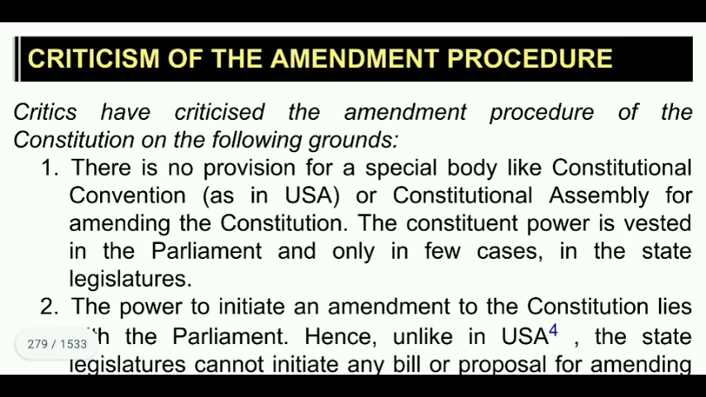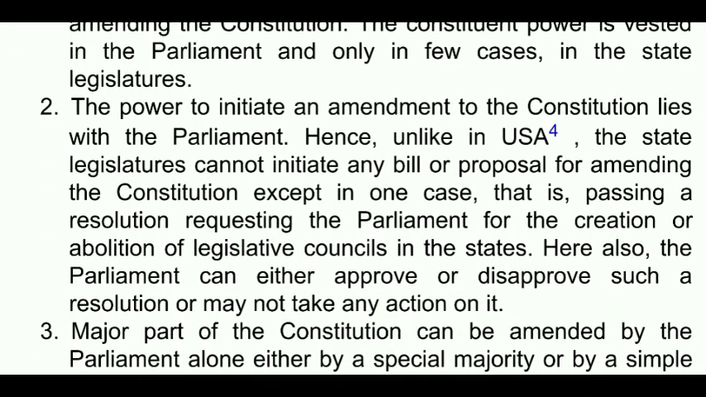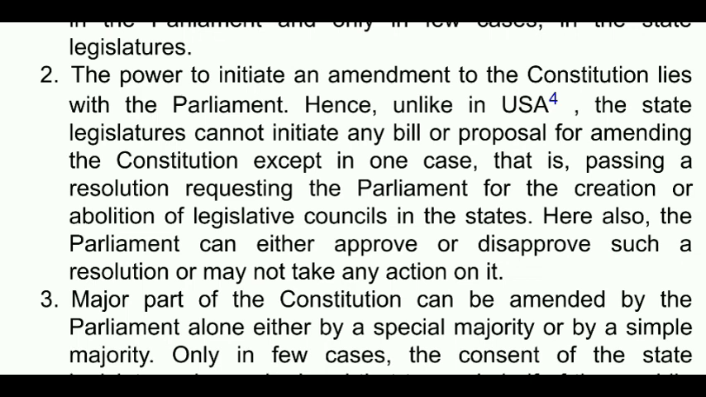Now, criticism of the amendment procedure. Critics have criticized the amendment procedure of the Constitution on the following grounds. Number 1. There is no provision for a special body like a Constitutional Convention as in USA or a Constituent Assembly for amending the Constitution. The constituent power is vested in the Parliament and only in a few cases in the state legislatures. Number 2. The power to initiate an amendment to the Constitution lies with the Parliament. Hence, unlike in USA, the state legislatures cannot initiate any bill or proposal for amending the Constitution except in one case, that is, passing a resolution requesting the Parliament for the creation or abolition of legislative councils in the states. Here also, the Parliament can either approve or disapprove such a resolution or may not take any action on it.